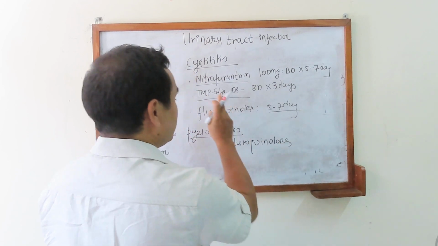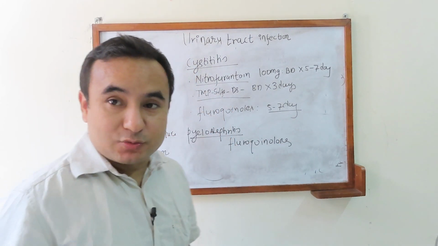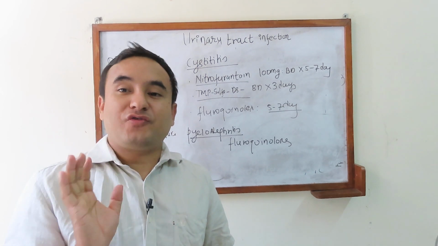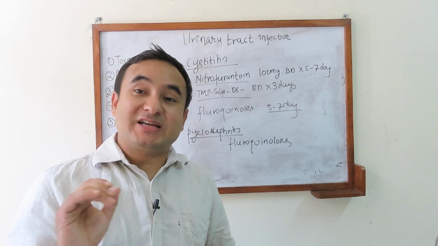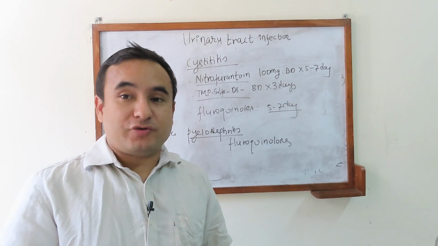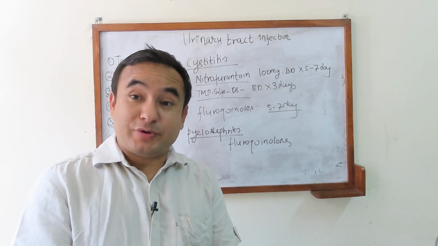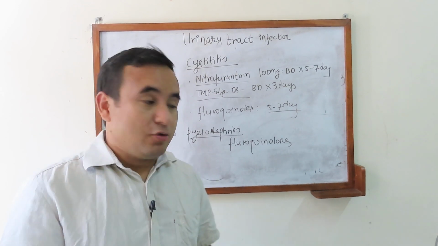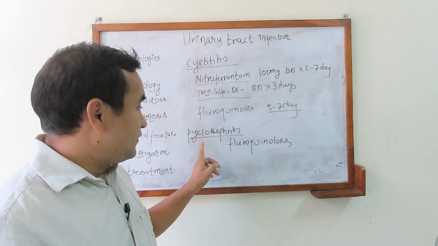So why don't we use nitrofurantoin in pyelonephritis? One of the mistakes people make is using nitrofurantoin in a patient who has high grade fever and flank pain. In pyelonephritis, nitrofurantoin can't work because nitrofurantoin cannot invade the renal parenchyma. So do not use nitrofurantoin in pyelonephritis.